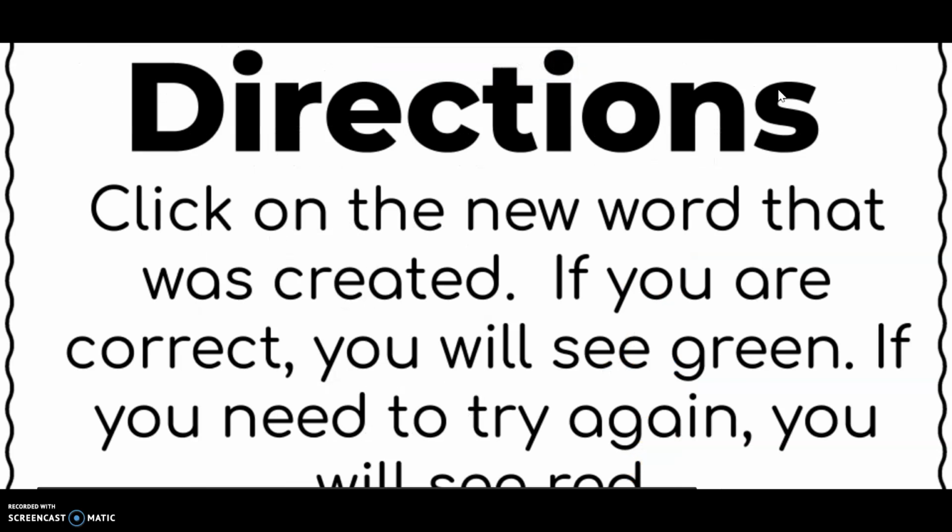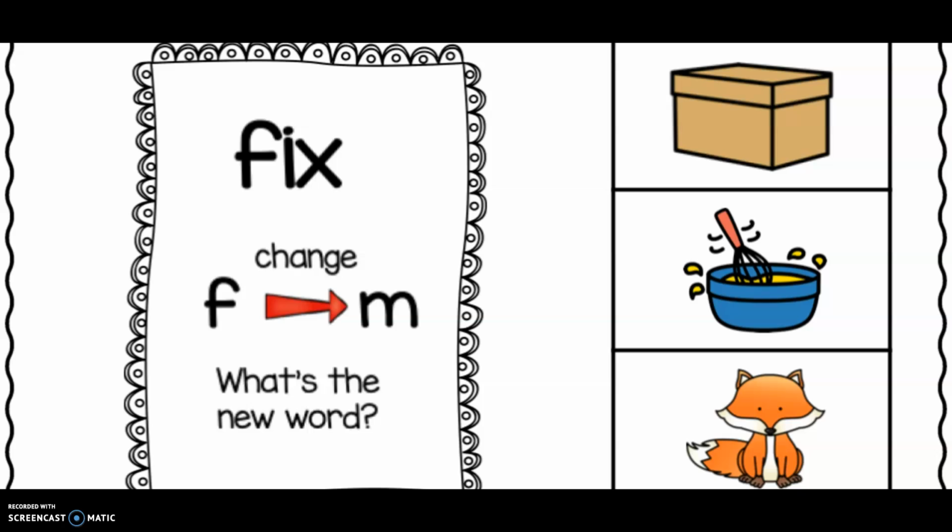It says directions. Click on the new word that was created. If you are correct, you will see green. If you need to try again, you will see red.